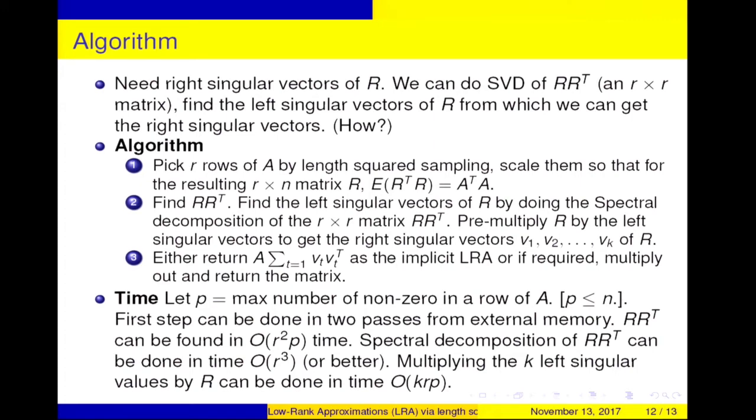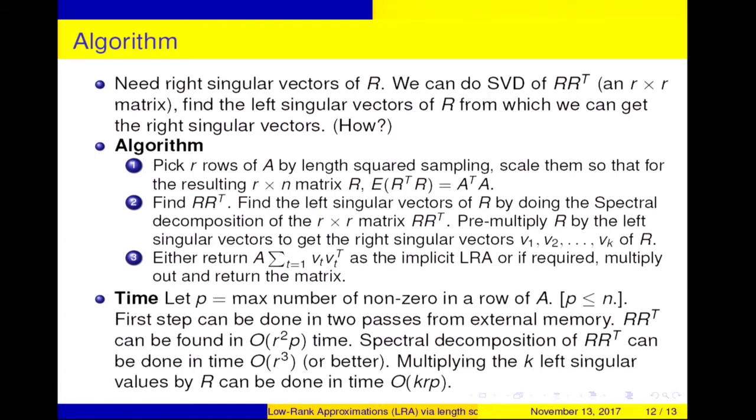So multiplying the k left singular vectors of R, this gives you the left singular vectors of R. The right singular vectors can be found in time k times R times P. So you do take time dependent on n for reading through the entire matrix, but after that the times are not. Unless you want to do this multiplication, then you have to go through the whole matrix once more. So roughly the time is linear in the number of non-zeros.